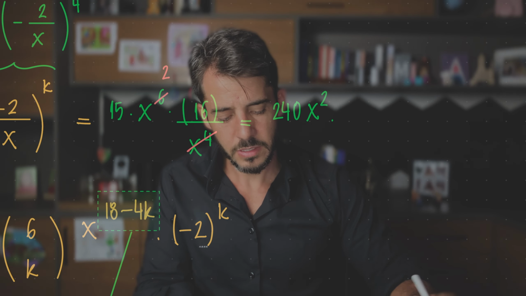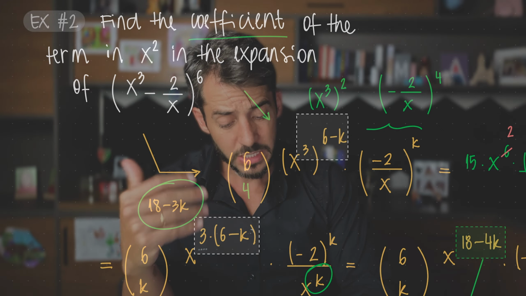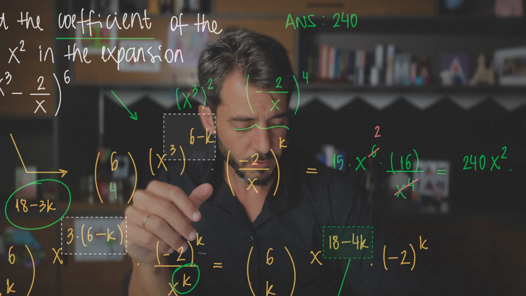240x squared. Now, we do need to address the question, which is to find the coefficients. What is the answer for this question? The answer is 240. And that is it. Let's jump to the next one.